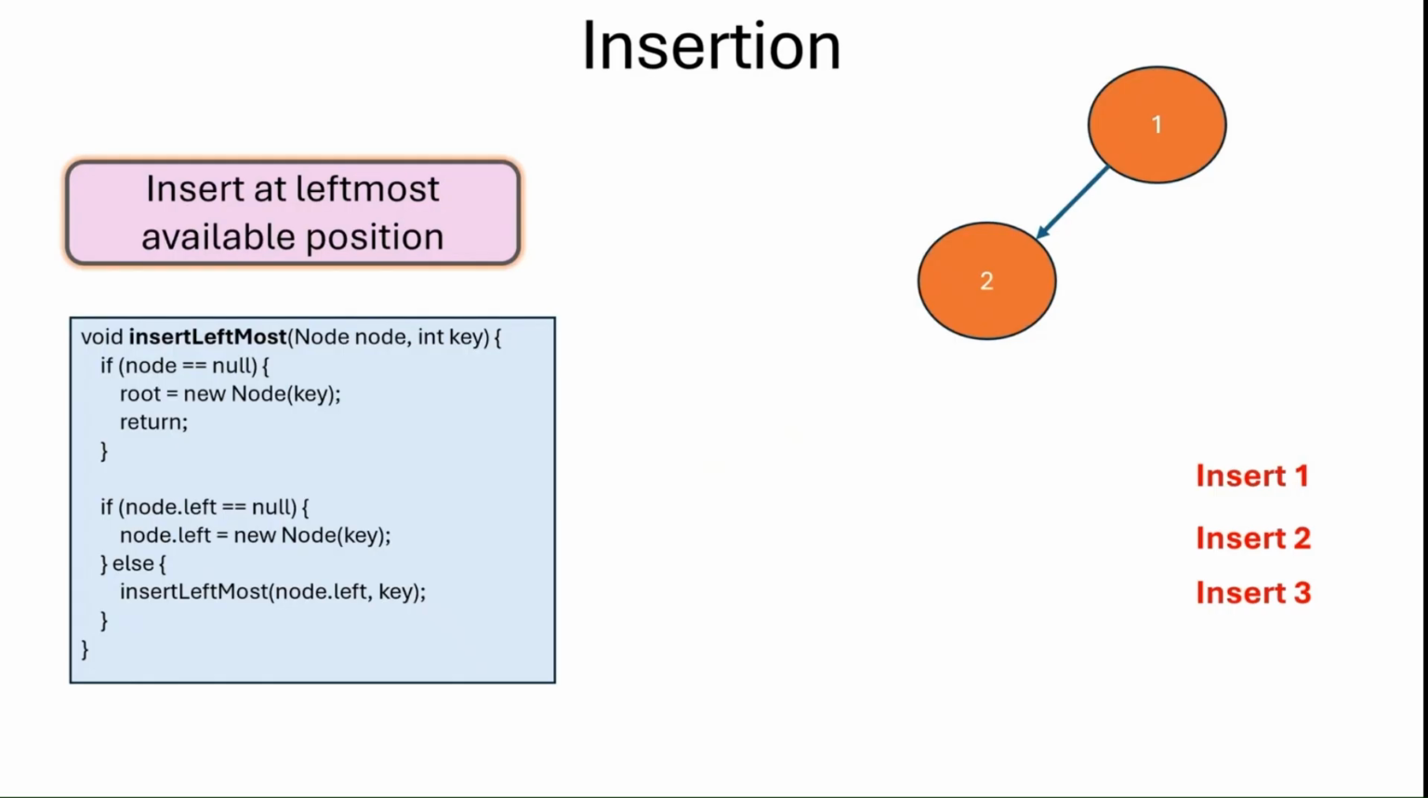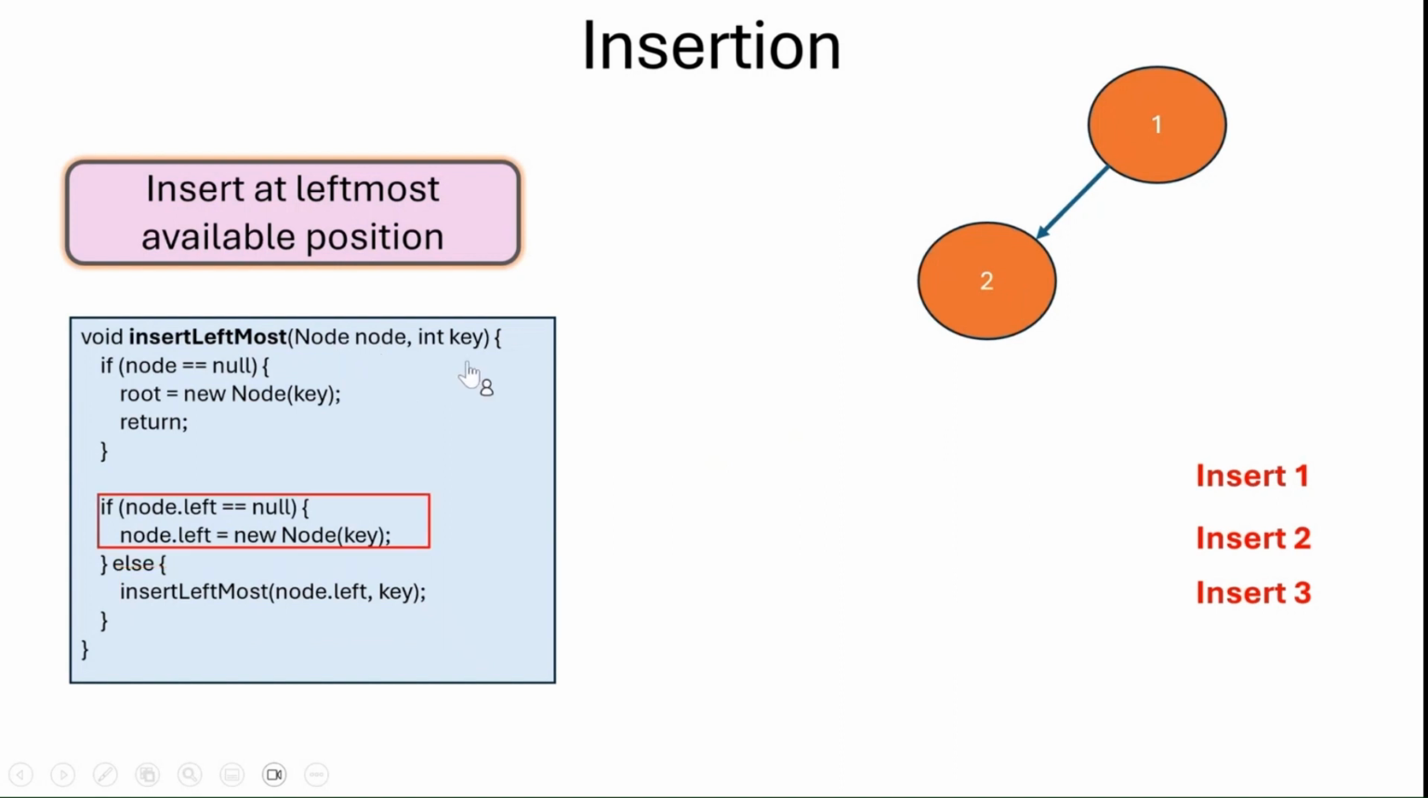And when we insert 3, it will again call this insert leftmost method with node 1, and then it will go to the else condition because left of the one is not empty or null, so it will go and recursively call insert leftmost with node 2 as the root node.